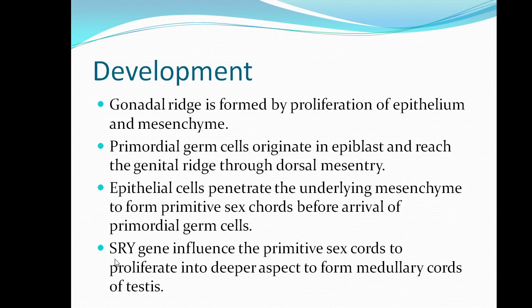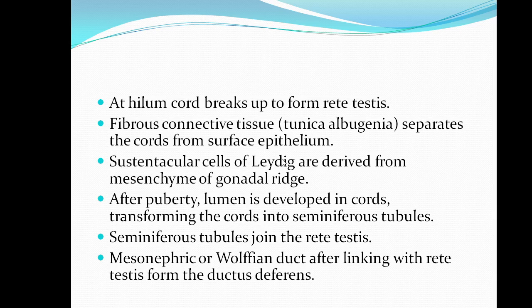The SRY gene influences the primitive sex cords to proliferate into the deeper aspect to form the medullary cords of the testis. At the hilum, the cords break up to form the rete testis. The fibrous connective tissue, that is the tunica albuginea, separates the cords from the surface epithelium. The sustentacular cells of Sertoli are derived from the mesenchyme of the gonadal ridge.